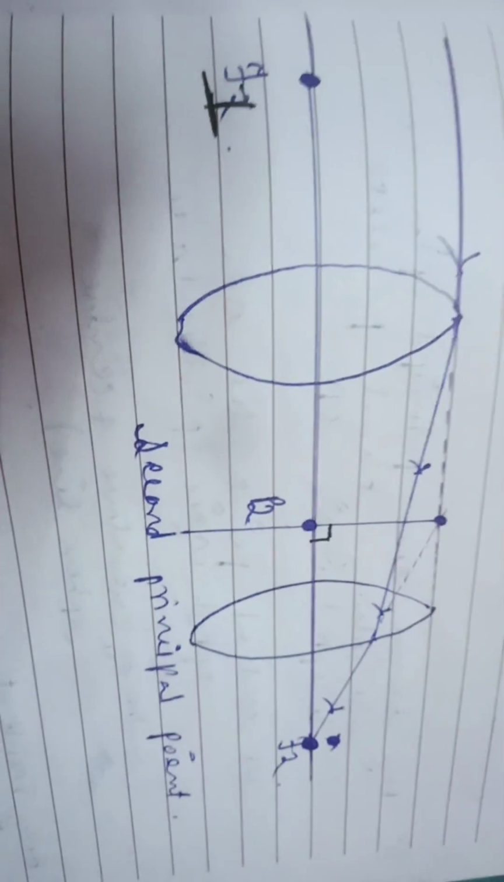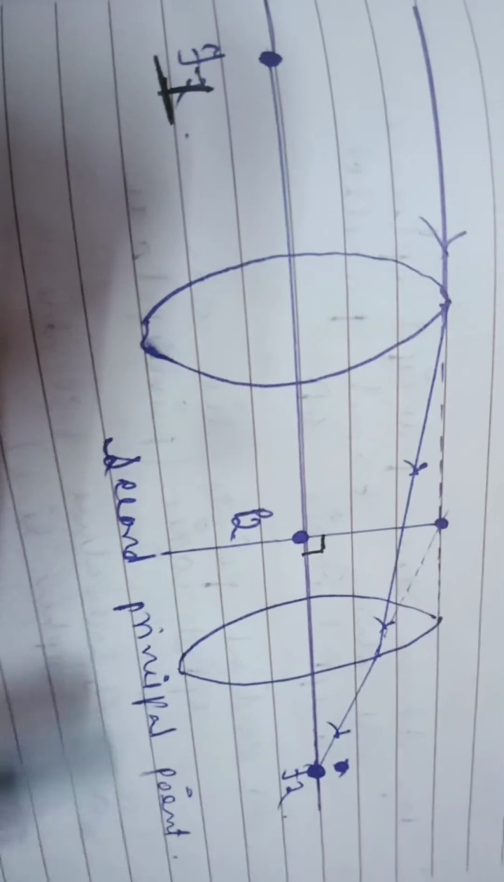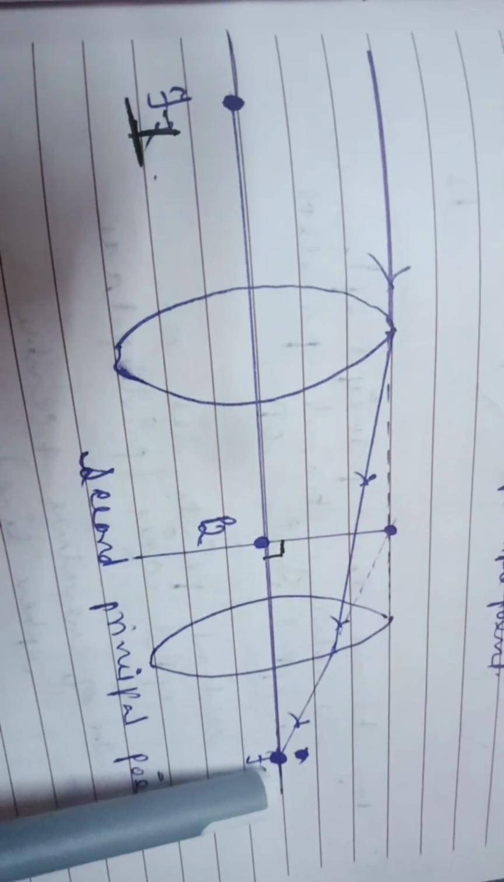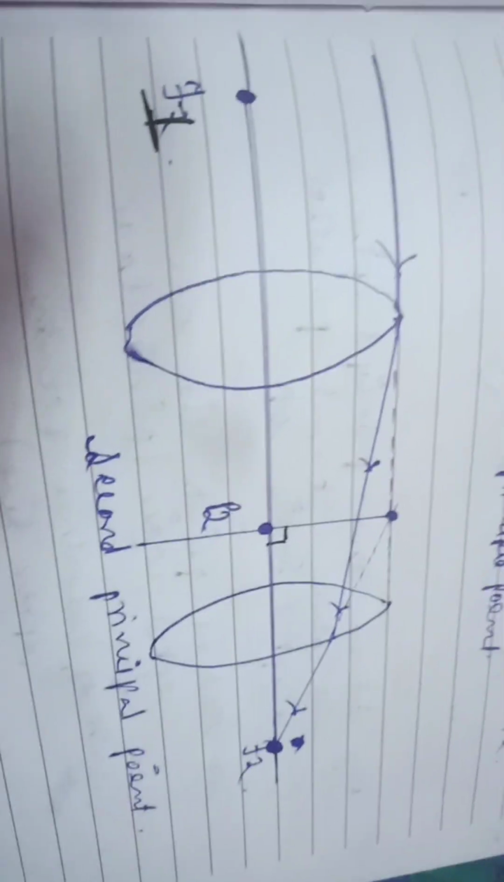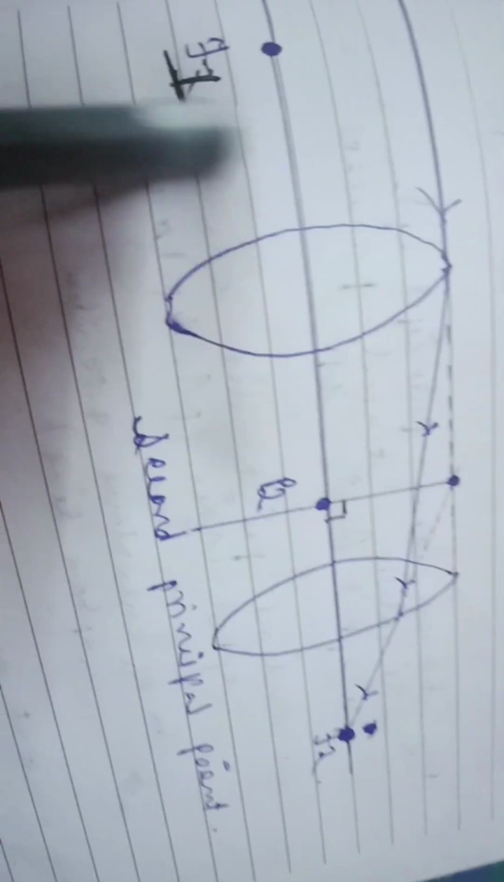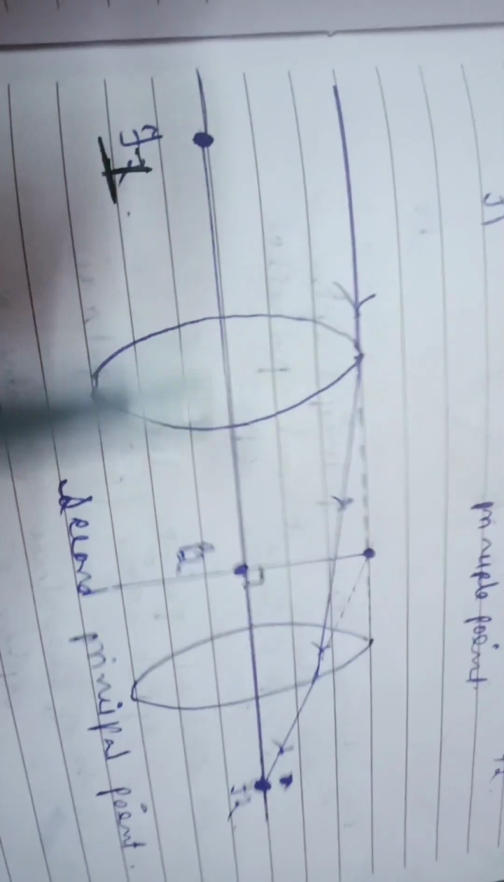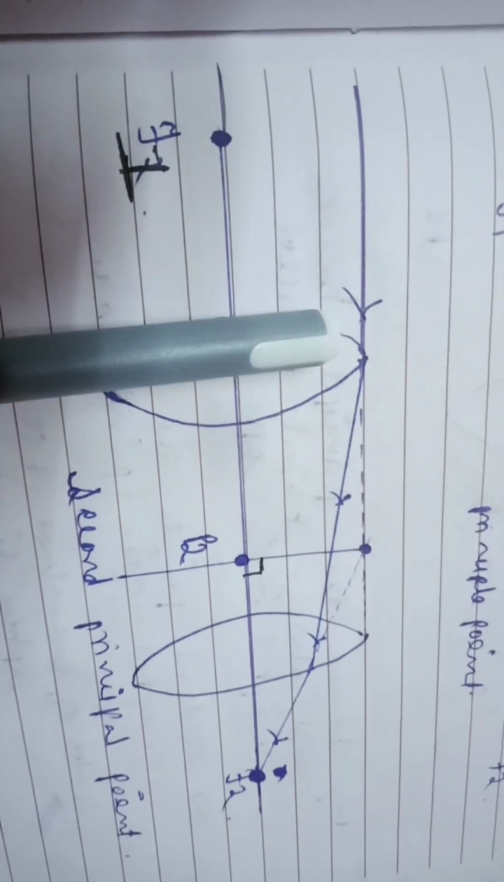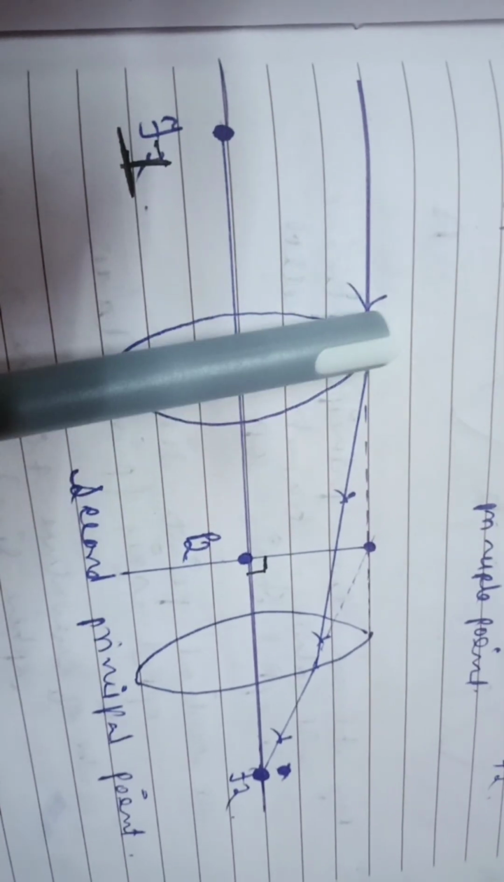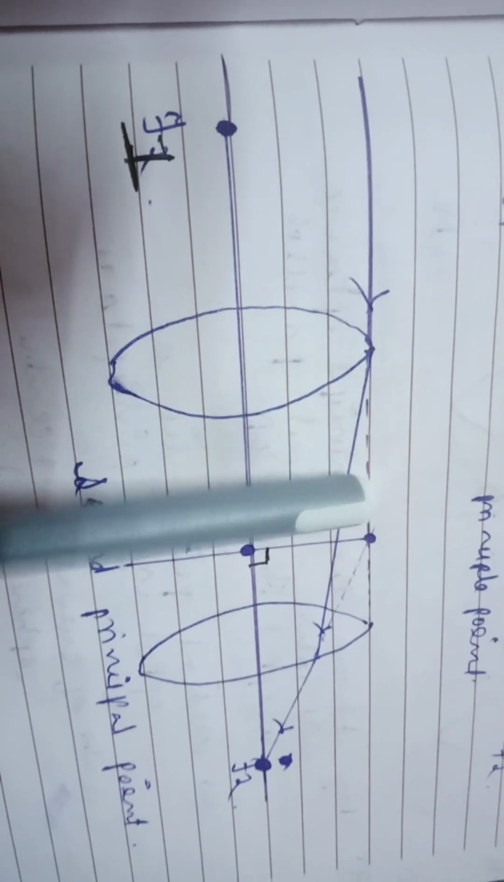Now how to locate the second principal point? It's the same procedure. This is the optical axis passing through the focal points and the principal points, even the nodal points, which are not shown here. Then draw a ray of light parallel to the optical axis, whether from this point or this point, and it will undergo refraction through this lens.